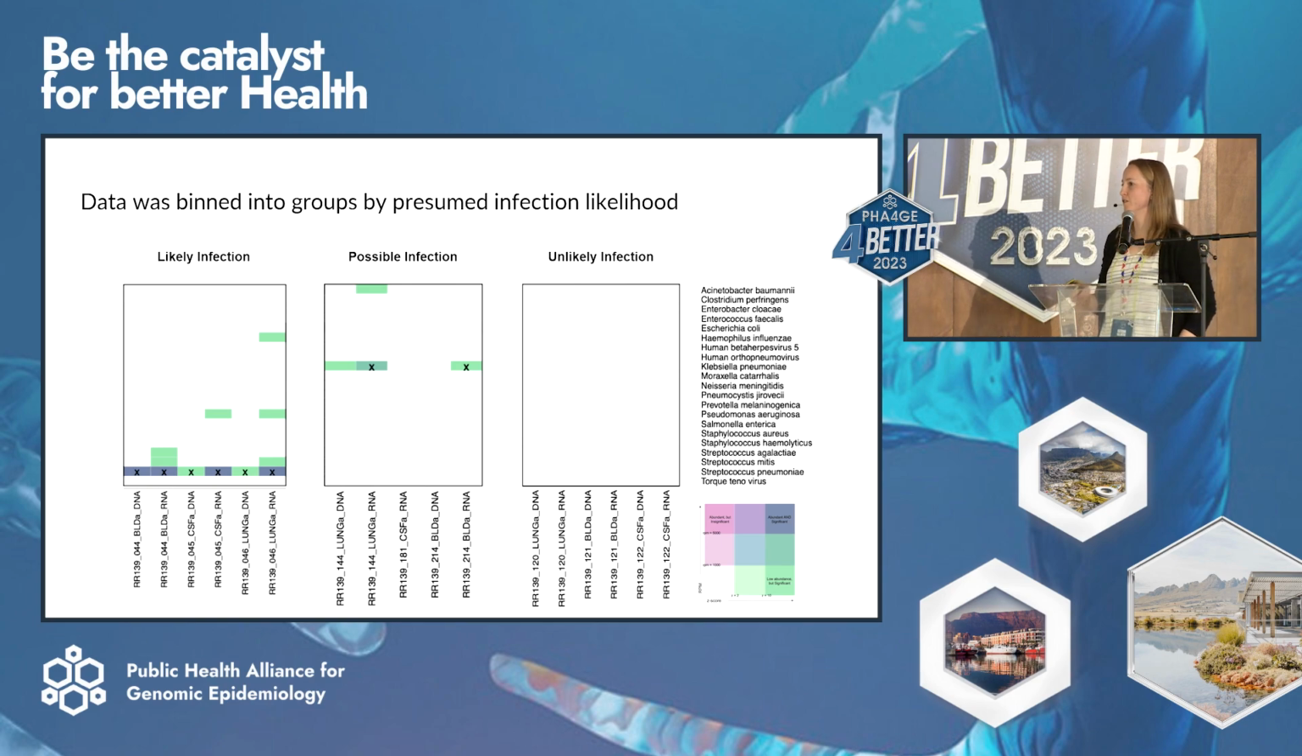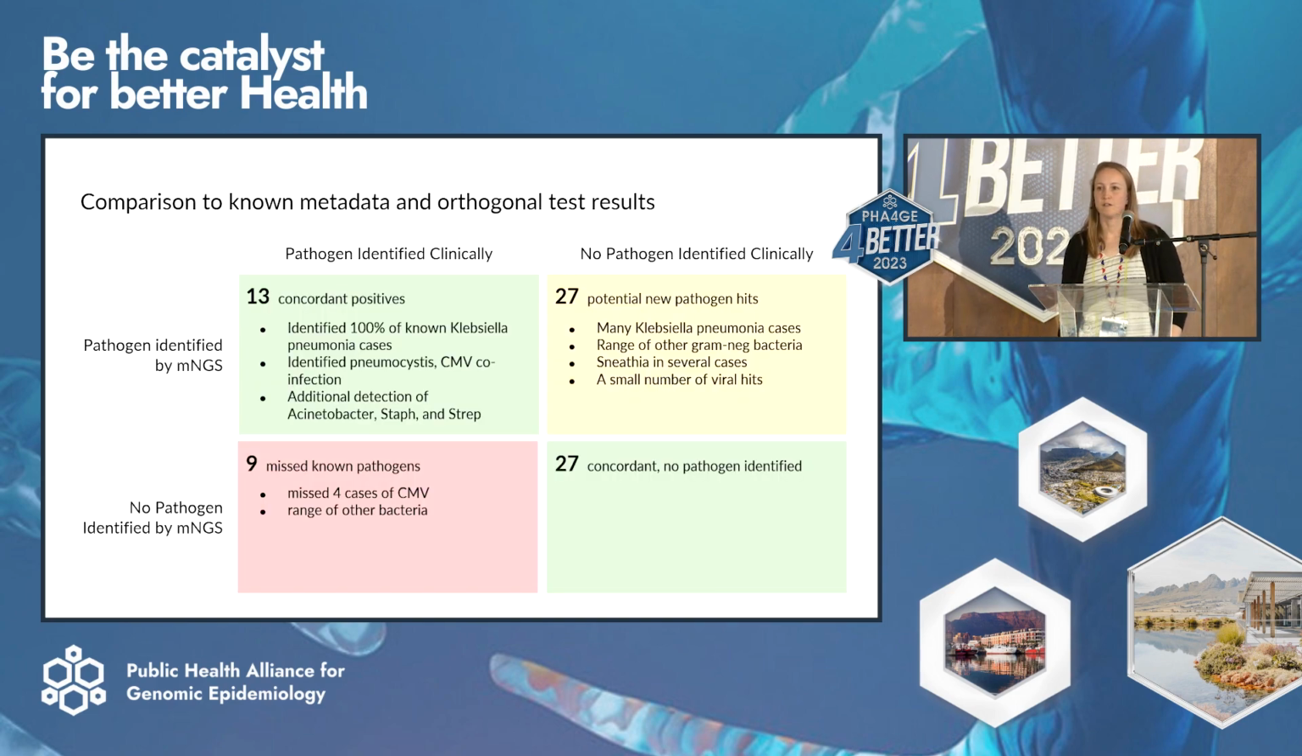outlier organisms that are known pathogens. Possible infection, where you had maybe a smaller number, not across all the samples, maybe lower abundance, but still significant. And then unlikely infection, where there wasn't really anything found by metagenomics. We could then take those results and compare those against the orthogonal test results run by the CHAMPS network.